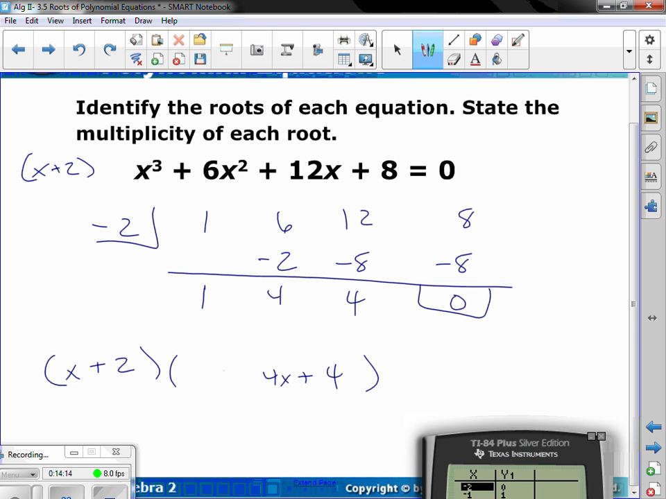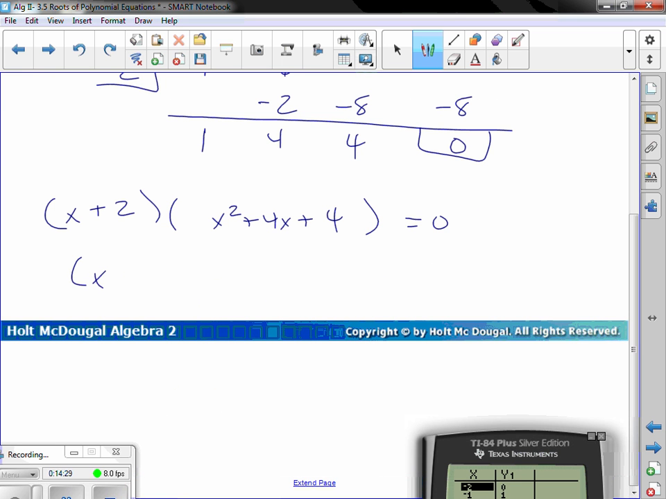4x, x squared. I took and I factored out the x squared, or x plus 2. And I'm left with x squared plus 4x plus 4. And we're going to try to factor this. How do I get an x squared? X and x. The plus tells me they're going to be the same. They both have to be positive. What times what's 4 but adds to get 4? 2.